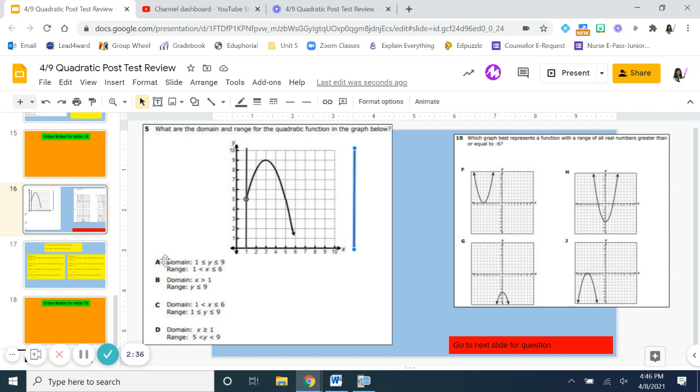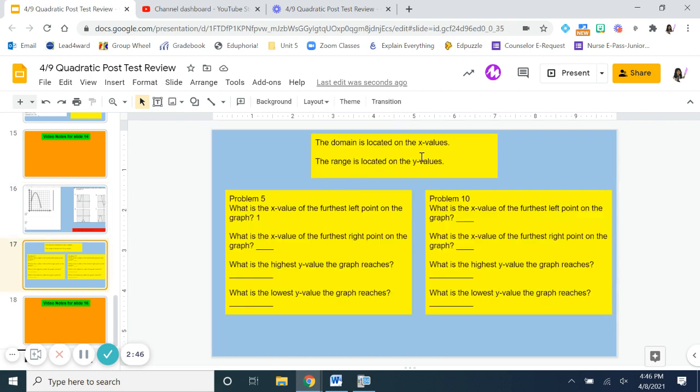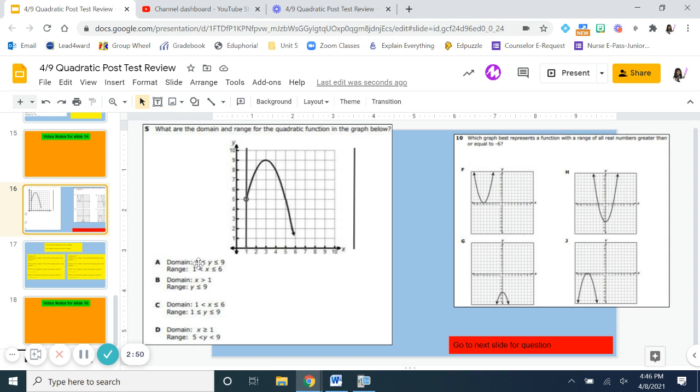So let's look at our answer choices. Let's look at A. 1 is less than or equal to y, which is less than or equal to 9. So we just talked about how domain has to deal with x values. So the fact that this domain has a y in it, this can't even be correct at all. So I'm just going to cross that out.